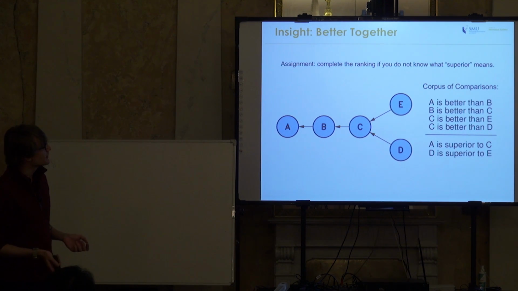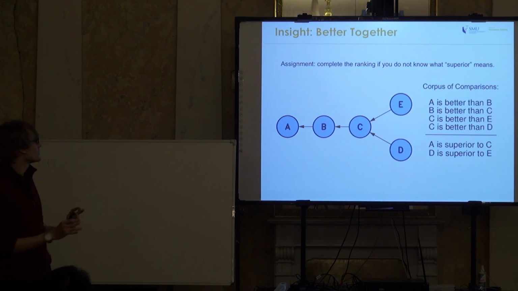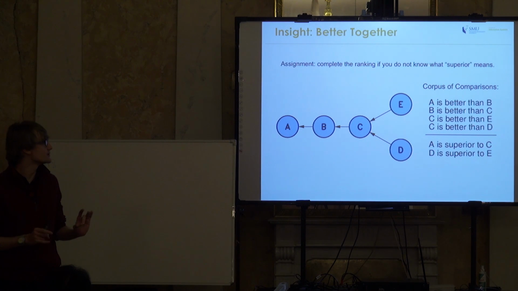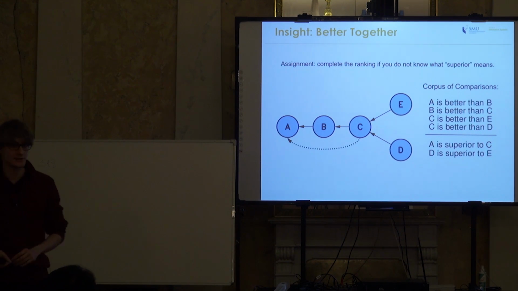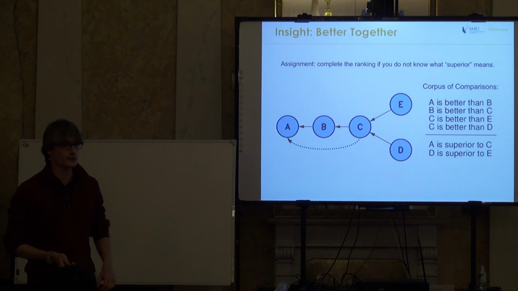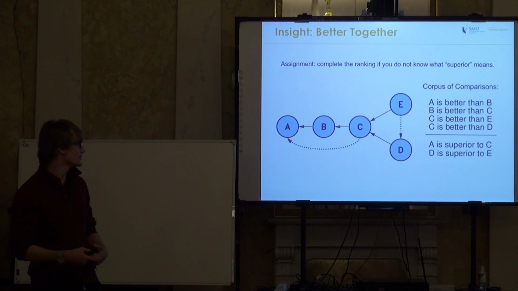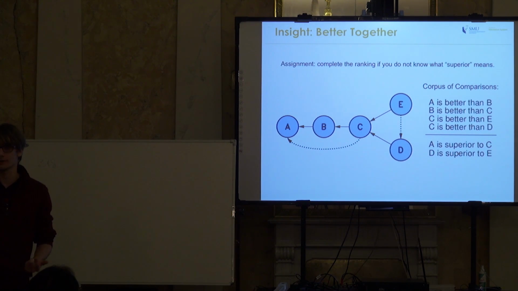So we don't know the meaning of the last two sentences. But if we look at this graph and at the first unknown sentence, A is superior to C, we can guess: A is better than B, B is better than C, so by transitivity, probably A is better than C. If we can draw this line confidently enough, we can infer the meaning of superior. And if we can infer the meaning of superior, we can infer the meaning of the last sentence, D is superior to E, which translates to an arrow pointing to D. By this, we can complete the full ranking. A is better than B, B is better than C, and so on.